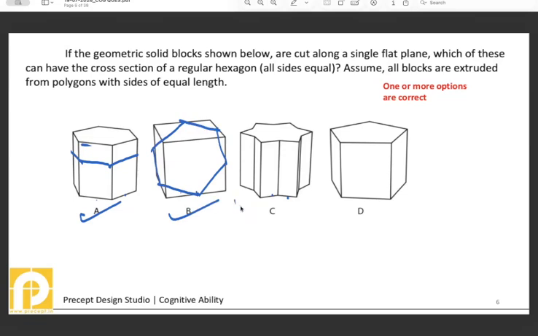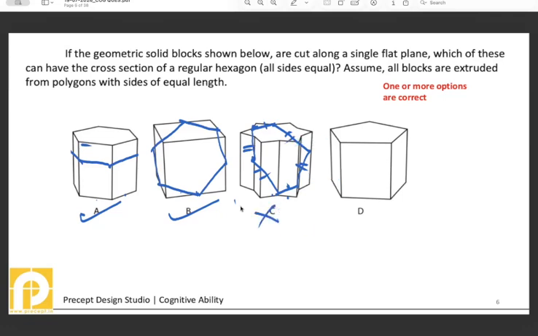With option C, if I connect along these sides, these vertices, and the middle point of this side, like this, I will get a hexagon, but not a regular hexagon, where this side and this side are the same, but these two sides are different. So C is not possible.